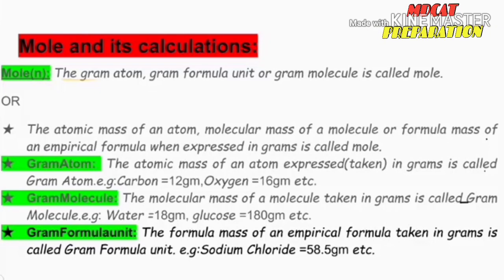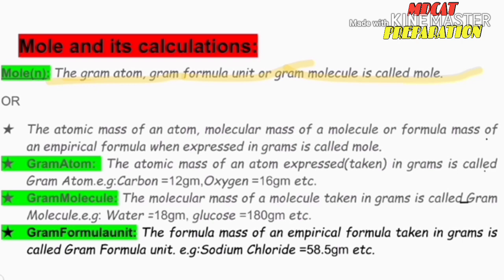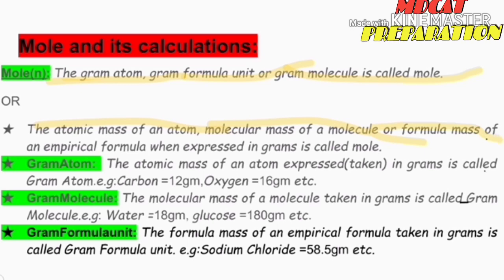Now we move onward toward the mole. What is a mole? The gram atom, gram formula unit or gram molecule is called a mole. That is, the atomic mass of an atom, molecular mass of a molecule, and molar mass of an empirical formula, when expressed in gram, is called a mole.